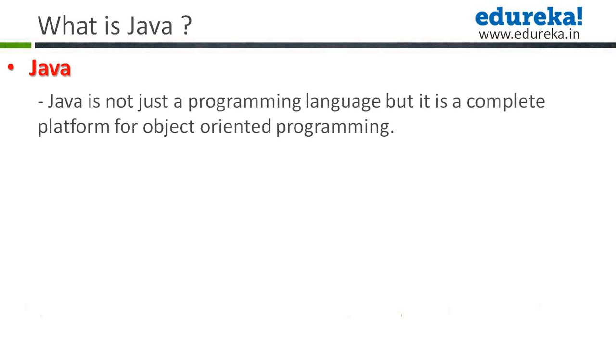Let's see what this presentation has to say. Java is not just a programming language, but it is a complete platform for object-oriented programming. That means the concepts of object-oriented programming are used in Java, right? Like inheritance, polymorphism, encapsulation, right? And on top of it, every operation in Java is performed on classes and objects.